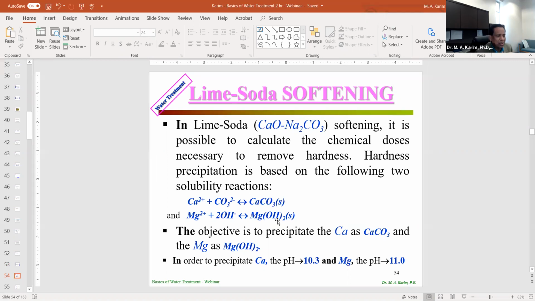I will just show you a couple of examples. You don't need to do anything, but a couple of examples solving for the softening. We'll see how much lime we need and other things like that. So this would be very helpful in the treatment class.